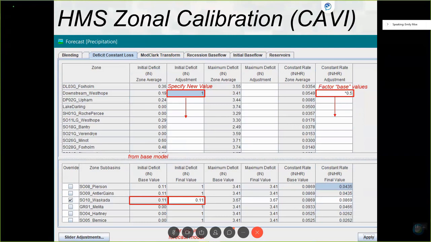And the adjustments that get made in the upper window are then reflected in the final value columns in the lower window. And these final values that are shown here are what will then be used to do the HMS computations within the model when it runs next. The combined parameter editor also allows zonal overrides for a particular subbasin if you think that that particular subbasin may need additional individual adjustments. And this can be done by selecting the override box on the far left side of the lower window.